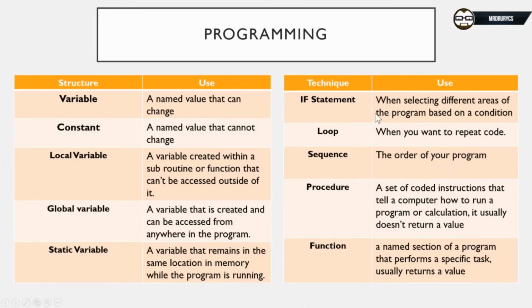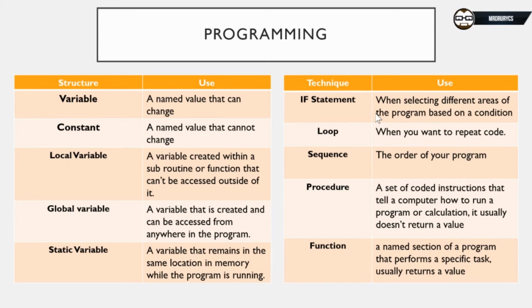Right, so I've got some more keywords for you. Programming. So you've got a variable, which is a named value that can change, or a piece of memory that can change. Constant is a named value that cannot change. Now, don't ever say in the exam, if it says, right, what is a constant? Don't say it's a variable that can't change, because that's incorrect.